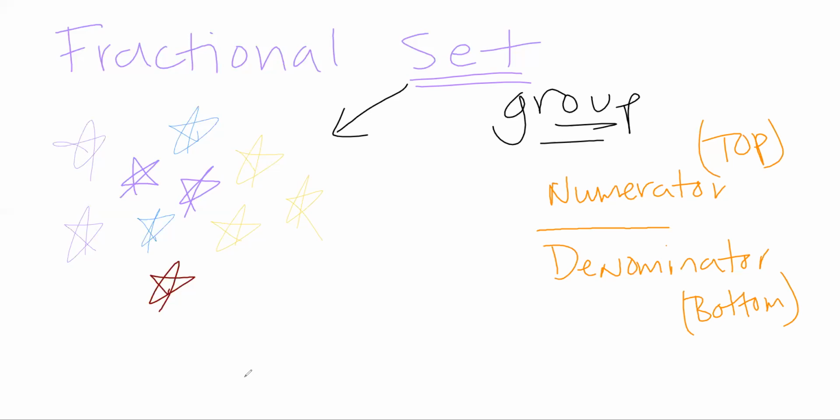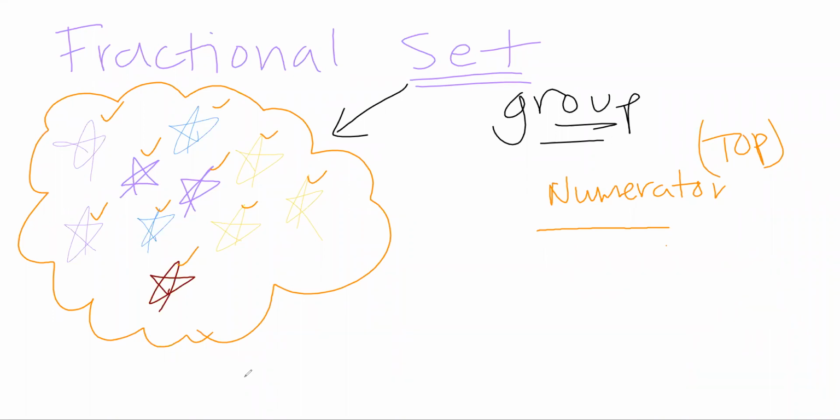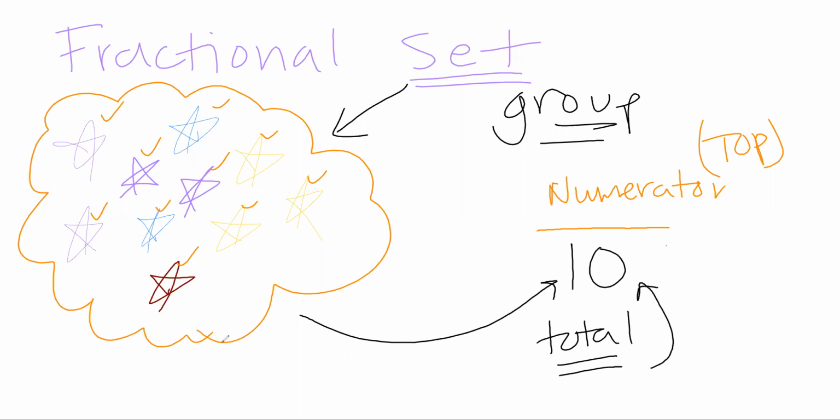So if I'm going to build this fractional set, I first have to look at what is in my set. What is in this group? How much do I have all together? So let's just count all the stars we have, all of them. We have 1, 2, 3, 4, 5, 6, 7, 8, 9, and 10. Okay, so I'm going to start with this bottom number, the denominator, because that is what tells us the total. The denominator is all the pieces in the group, and in this case, we have 10. So that's what a denominator is. The denominator is the total. So we have 10 stars.